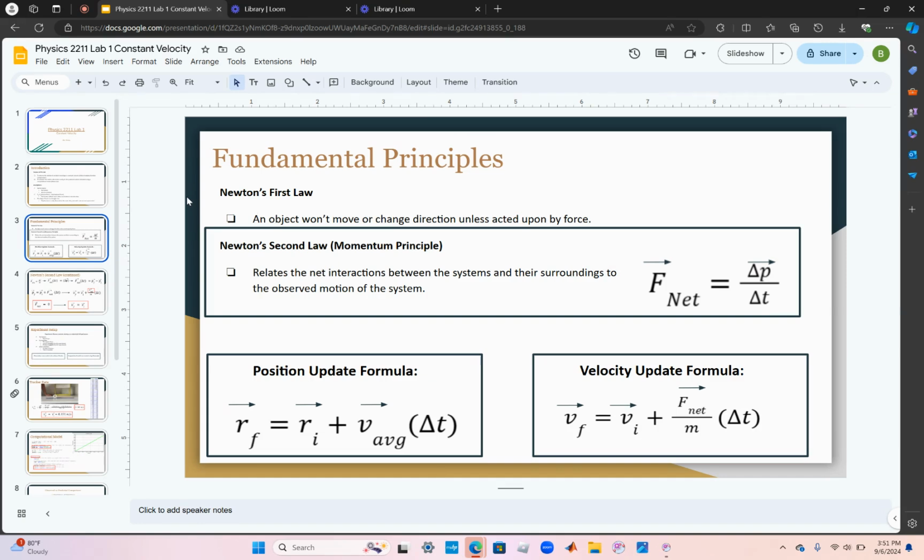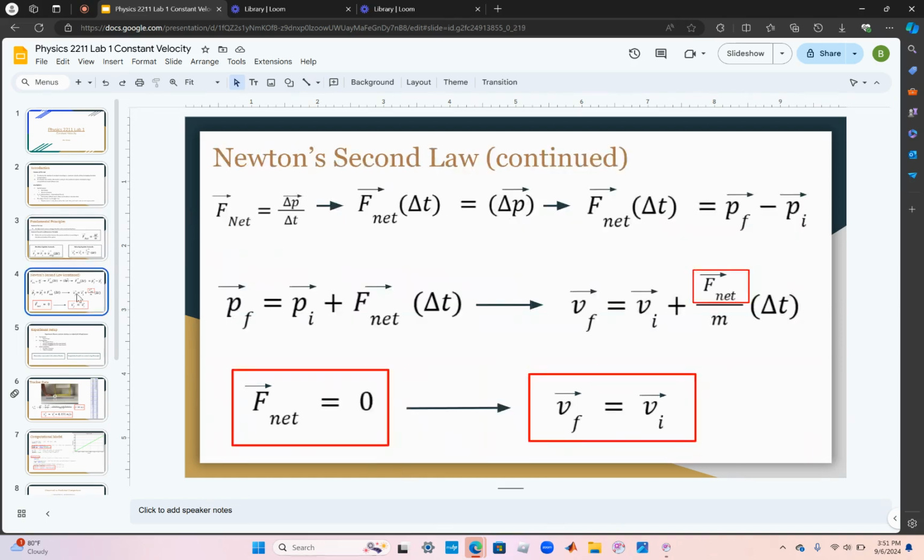Two very important formulas we'll be using are the position update formula, shown right here, and the velocity update formula, shown here. Now that velocity update formula was derived using Newton's second law. So as you can see, if you mess around with Newton's second law, you can come to the conclusion that V final equals V initial plus F net divided by M times delta T.